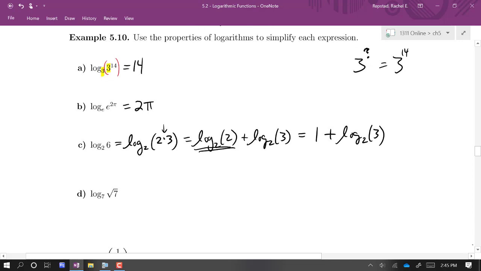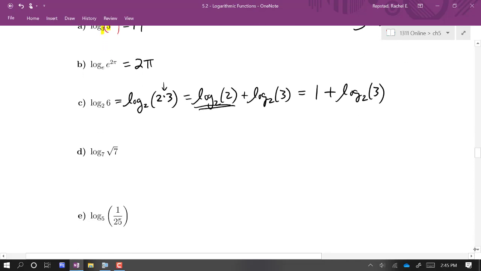Not quite last, we have 2 more, I guess. Next to last, part D, log base 7 of the square root of 7. I'm going to rewrite that square root of 7 as 7 to the 1/2 power. Log base 7 of 7 to the 1/2. I'm going to use that same property we've been using, right? The base of the log is the same as the base of the exponential inside, so this is going to give me 1/2.